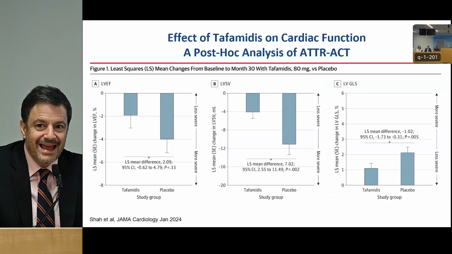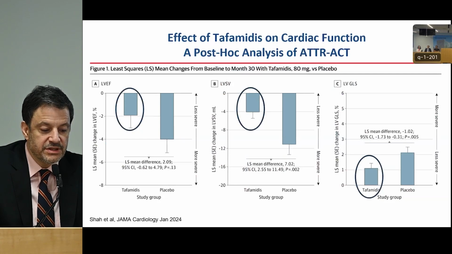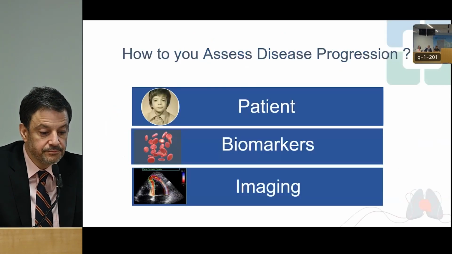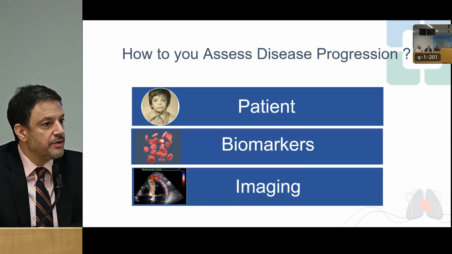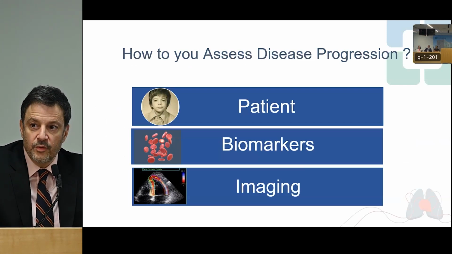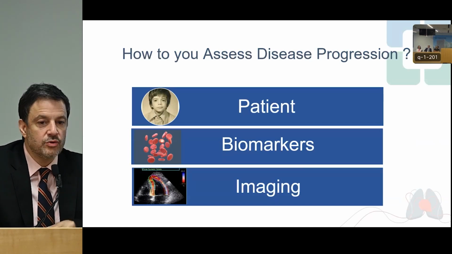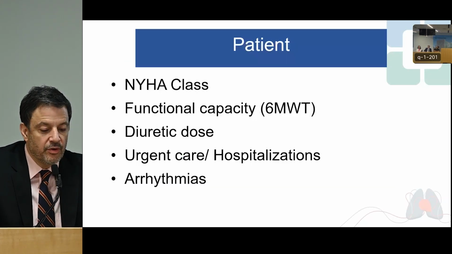And if you look at the echo parameters over time in a post hoc analysis of that study, even the tafamidis arm still decreased EF mildly, decreased stroke volume, and a little bit worsening strain. Obviously better than placebo, but we don't expect the echo to get better. So how do you assess disease progression once you put patients on this medication? 3 ways. You look at the patient, you look at biomarkers, and then you can look at imaging, and you take that constellation and tell the patient you're stable or maybe you have mild progression.